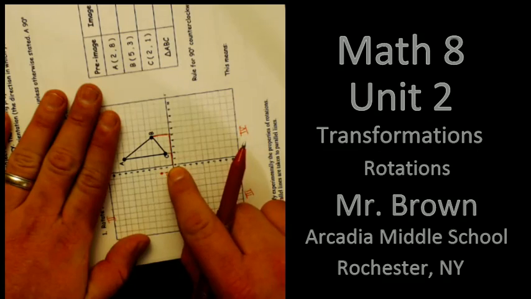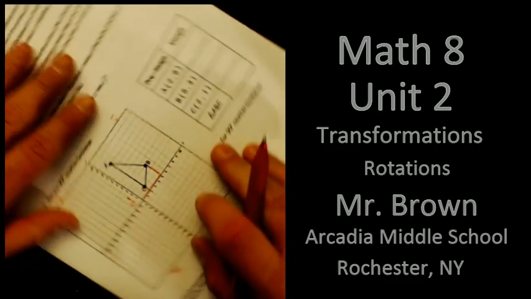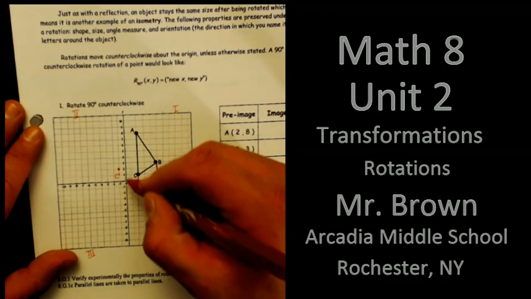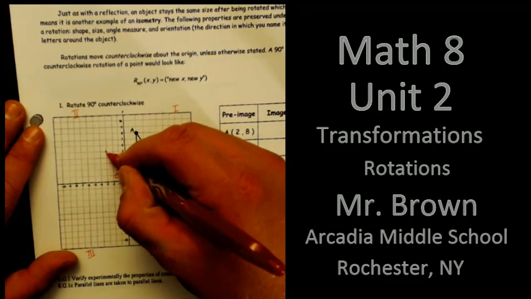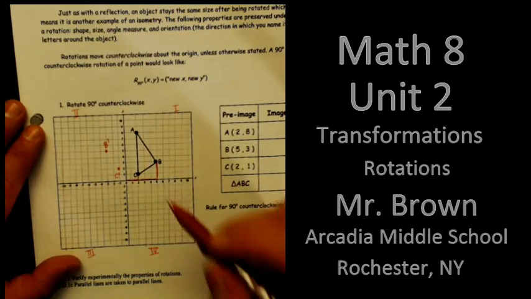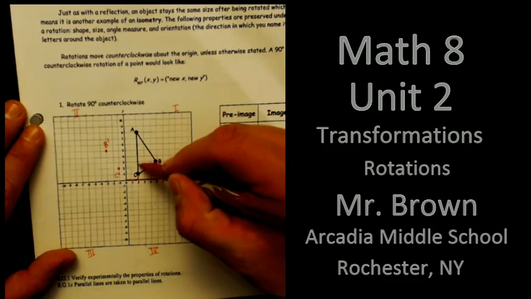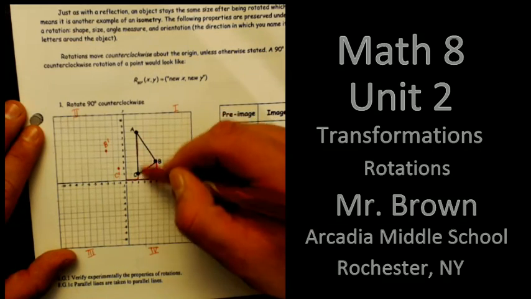How would you get there from the origin? You go up 5 and back 3. So what we're going to do is we're going to do the same thing, go up 5 and then back 3. That's where B would rotate. And last but not least, there's A. A, normally how you get there is over 2 and up 8.